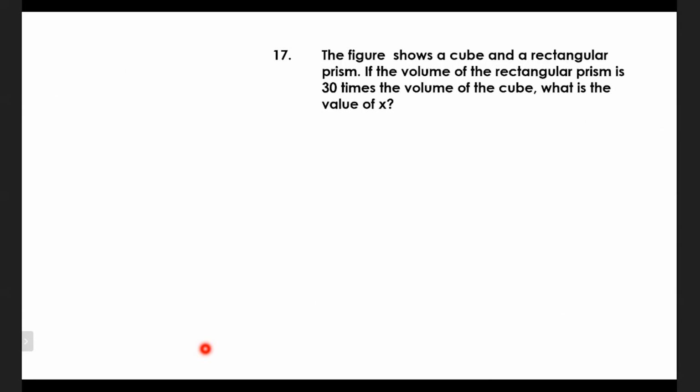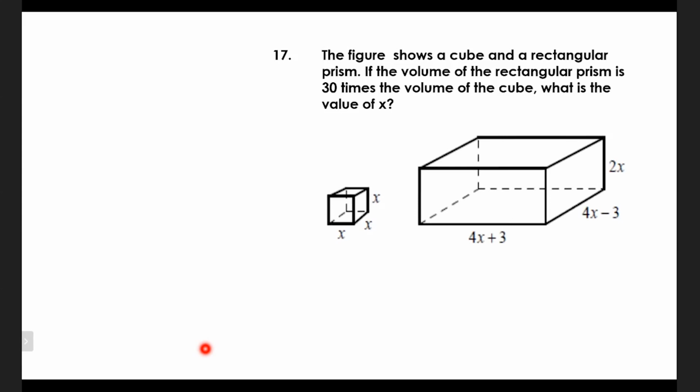The figure shows a cube and a rectangular prism. If the volume of the rectangular prism is 30 times the volume of the cube, what is the value of x? This is very simple. The volume of the rectangular prism equals 30 times the volume of the cube.